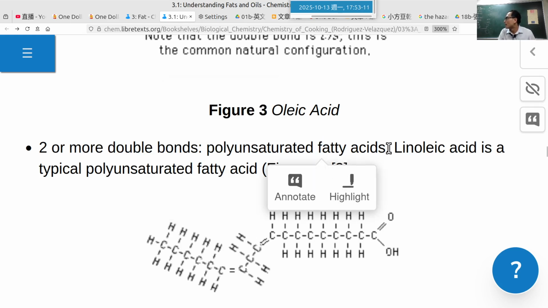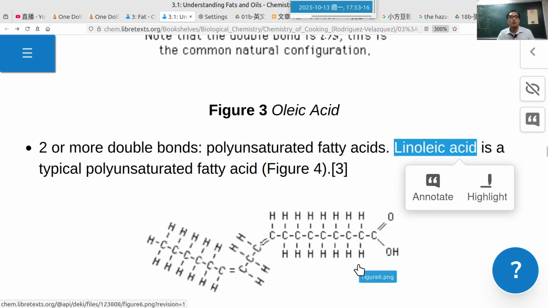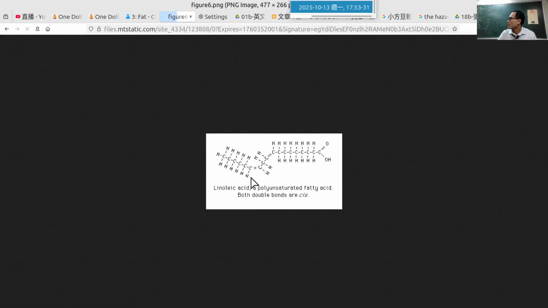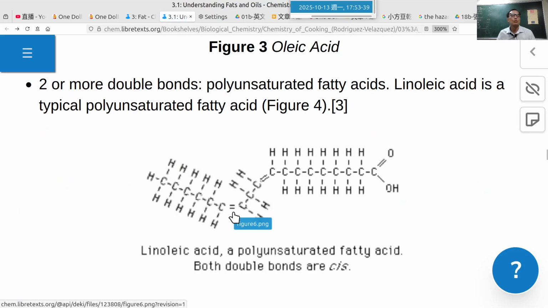Unsaturated fatty acid, linoleic acid. It means this structure has one and two double bonds, two sets of double bonds. If you can memorize this, good, but you don't need to memorize this one. It's okay. Here, the structure has one and two double bonds, and it's called linoleic acid. Okay, let's move on.